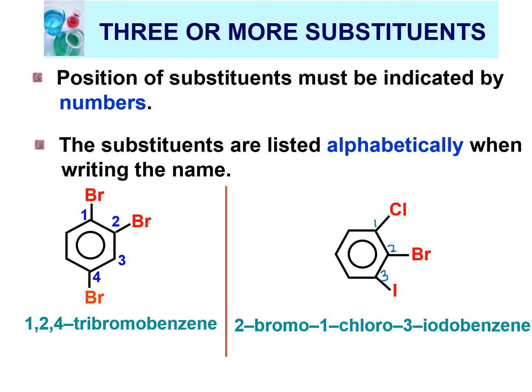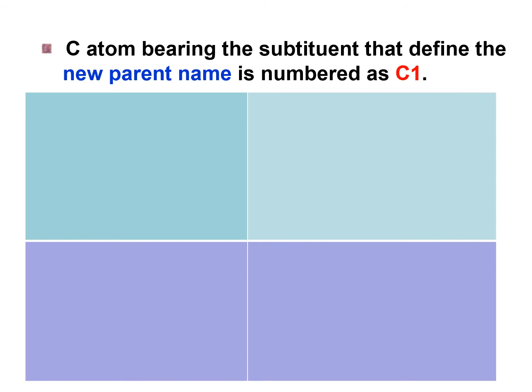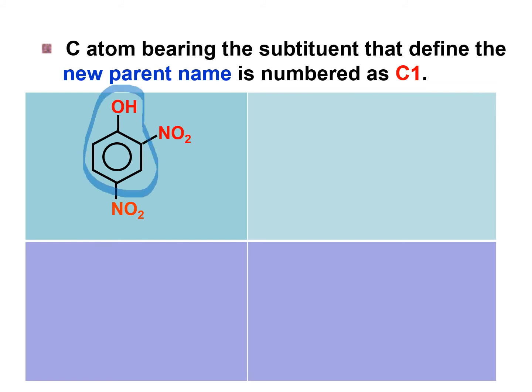So, the name of this compound is 2-bromo-1-chloro-3-iodobenzene. The carbon atom bearing the substituent that defines the new parent name is numbered as carbon 1. Now we have OH and NO2 groups, and OH becomes the parent name. So OH is numbered as carbon 1, followed by nitro at carbon 2 and carbon 4. And the name of the compound is 2,4-dinitrophenol.